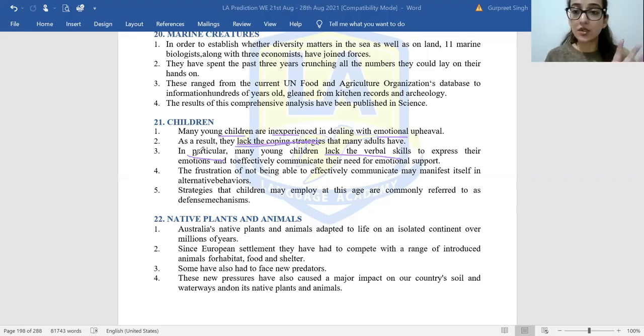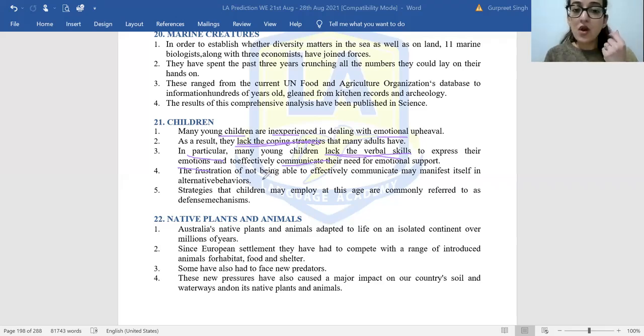So they lack coping strategies, which can be many strategies. Then we say in particular, out of all those strategies, they lack verbal skills to express their emotions and to effectively communicate their need for emotional support. Verbal is to speak, to communicate, to express their emotions. So they are unable to communicate that they need help. They are unable to express how they're feeling, their emotions, good, bad, happy, sad, whatever.